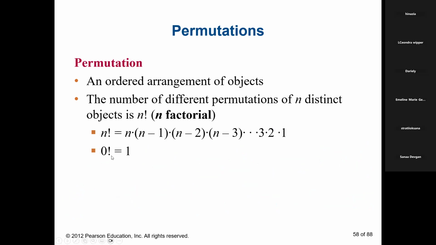Now, 0 factorial is 1. 1 factorial is also 1. 0 factorial is what? 1. It's just something you need to accept. To prove this, you need to take a course I took when I was in graduate school. But anytime you see 0 factorial, replace 0 factorial with 1. Is that clear?